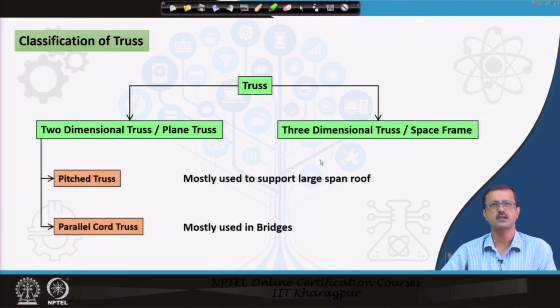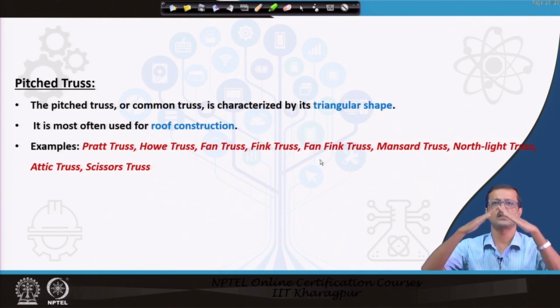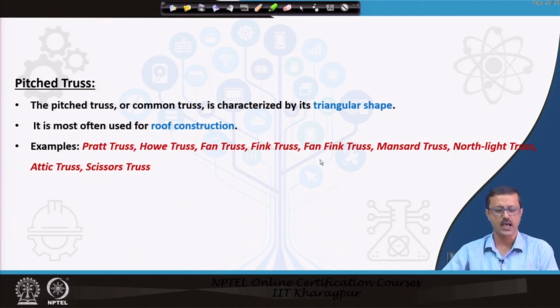Now, the plane trusses are also subdivided into two further categories. One is called pitch truss and the other is called parallel chord truss. Parallel chord trusses are mostly used in bridges. Of course, those are also used in buildings, but the pitch truss is mostly used for large span roofs. The pitch truss is inclined, it has a triangular shape, and it is often used as a roof construction.